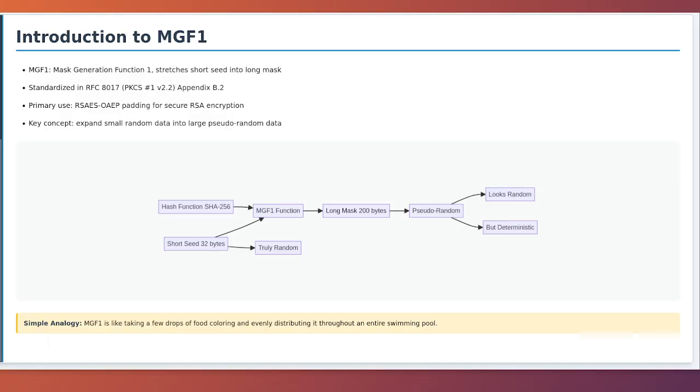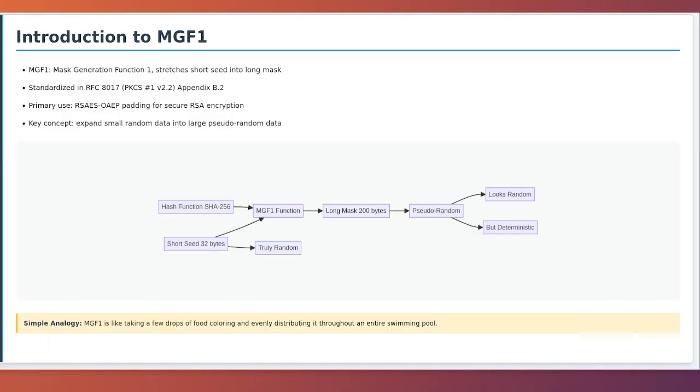Introduction to MGF1. Today we're going to talk about MGF1, which stands for Mask Generation Function 1. This is a really interesting cryptographic building block that you might not have heard of, but it is used extensively in modern security systems. MGF1 is like a magical machine that takes a small amount of random data and stretches it into a much larger amount of pseudo-random data. Think of it like taking a tiny seed and growing it into a big tree of randomness.